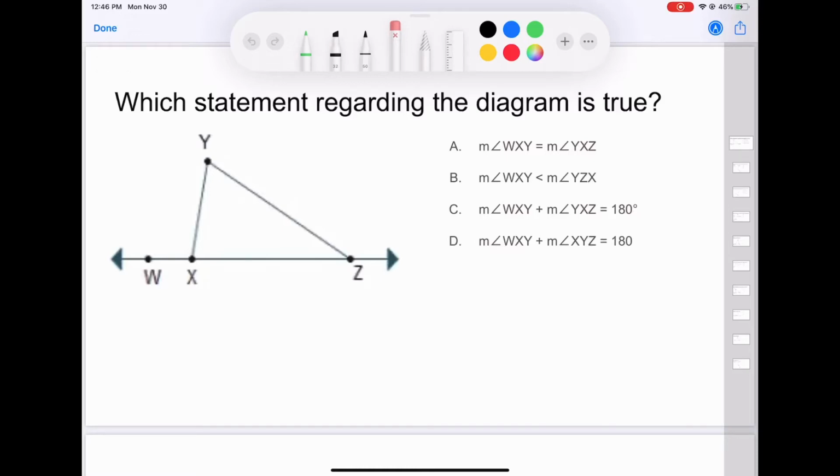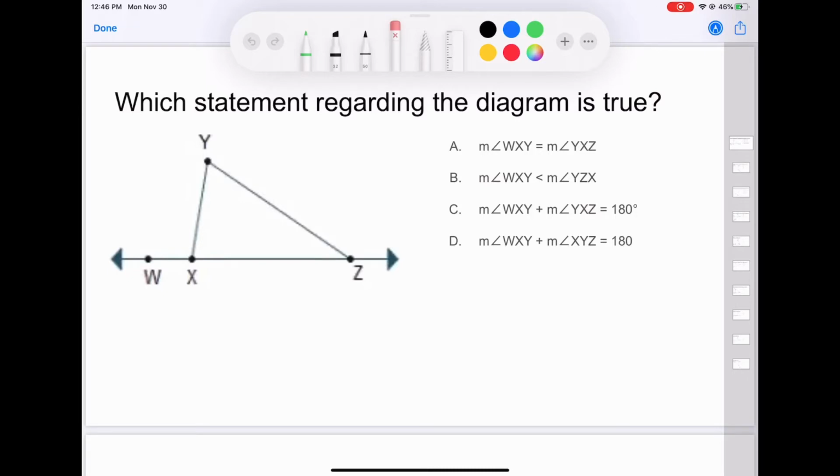Today I'm going to go over some Unit 4 Lesson 1 practice problems. Look at this first problem. This problem asks which statement regarding the diagram is true. You are given different statements. The easiest way to solve this type of problem is to go through each statement and see if it's true.